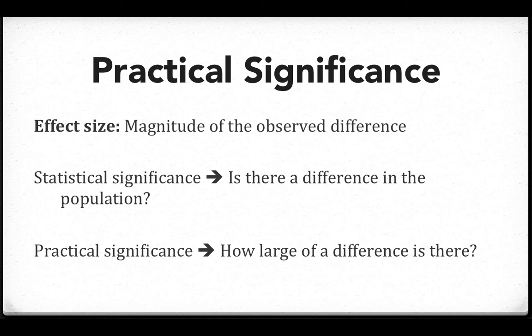For example, in your notes, you'll learn about Cohen's d this week. If we're comparing the means of two groups, we can compute Cohen's d as a measure of effect size. This is the difference between the two sample means in standard deviation units. So while statistical significance is looking at a p-value to determine whether or not there's evidence of a difference in the population, practical significance is just looking at the observed sample statistics, comparing them to the values in the null hypothesis, and asking, is there a meaningful difference here?